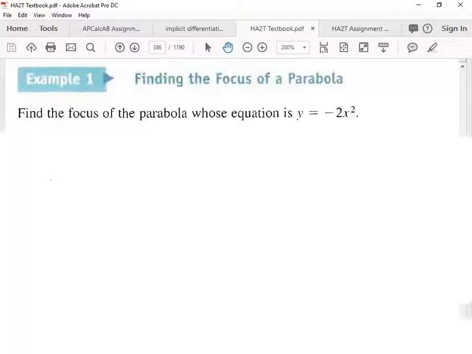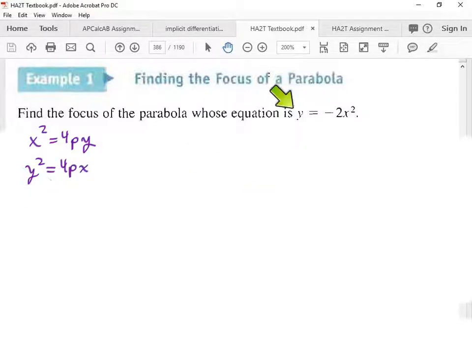So here's our first conic section type question. It says find the focus of the parabola whose equation is this. Now we know our two formulas to be x squared equals 4py, and the other one is y squared equals 4px.